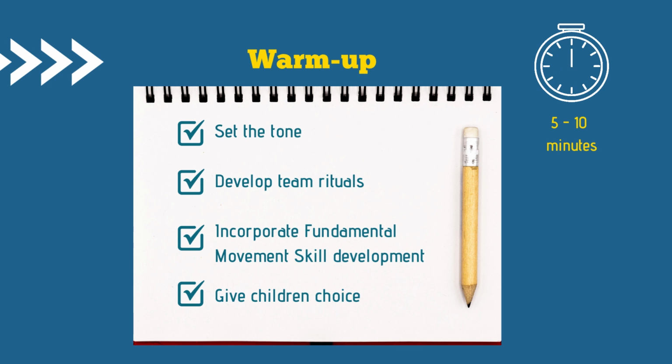Develop team rituals. For example, maybe each player takes a turn leading a stretch, and you do this for the warm up in every session. Or maybe your team skates in a circle and does a team cheer before they start practice. Incorporate fundamental movement skill development. So, this could be a series of active stretches, such as walking lunges or walking high kicks, led by the coach, or maybe you add in a new activity each session that focuses on one fundamental movement skill. So, for example, dodging around pylons as you run or you skate.